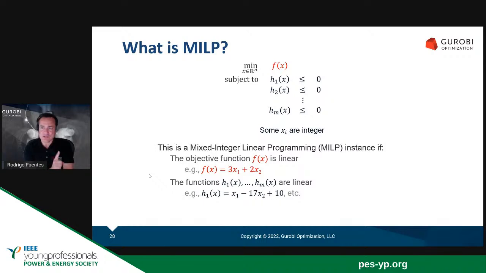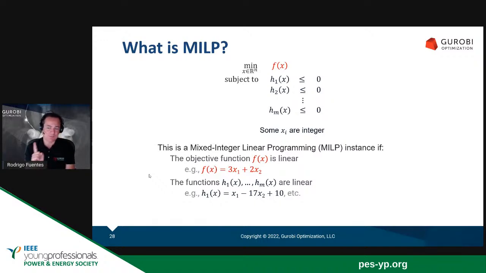Take the same formulation we had before, right? We want to minimize a linear function subject to linear constraints, with an n-dimensional vector X. What we're going to add here is that one or several of the components of the vector X of variables have to be integer. So let's say that you have a vector of dimension 10, and all the components are continuous except one, which is integer. That makes the problem a MIP problem.